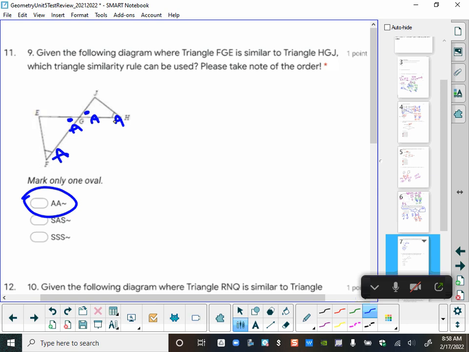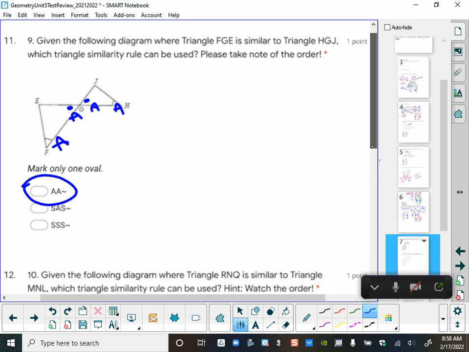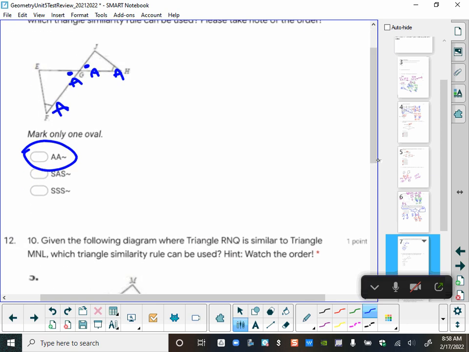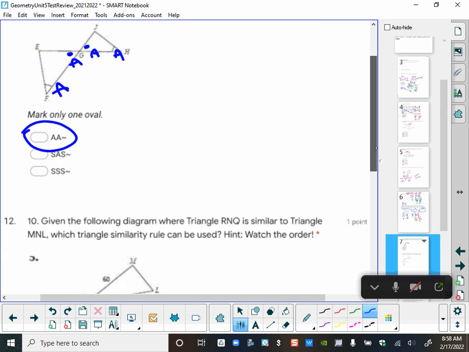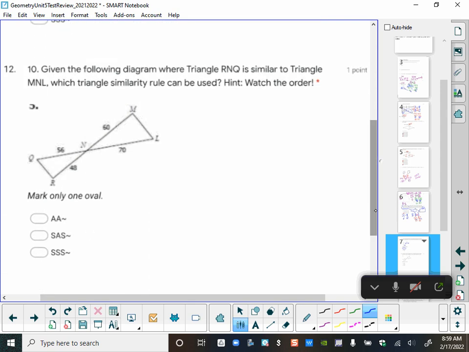Is that going to be on the test? Oh yeah, you're going to get a couple like this. And then again, look at what's given to you. And then the next one's going to be the same idea. Let you know when we're ready. Next one, same idea. Okay, you ready? All right.